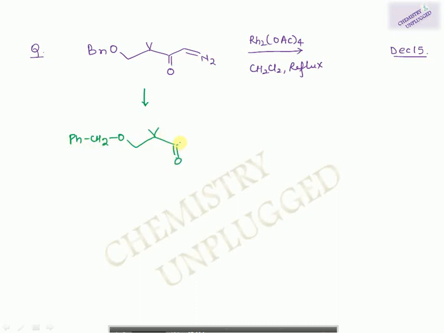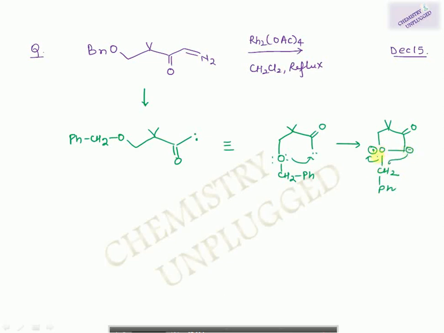I can also write it in this form, right? I can also write it like this. Now this oxygen having a lone pair of electrons attacks this carbon, so it will become positively charged and this will become negatively charged. Now this negative charge can attack on this group and this bond will shift here and we will get a product like this.